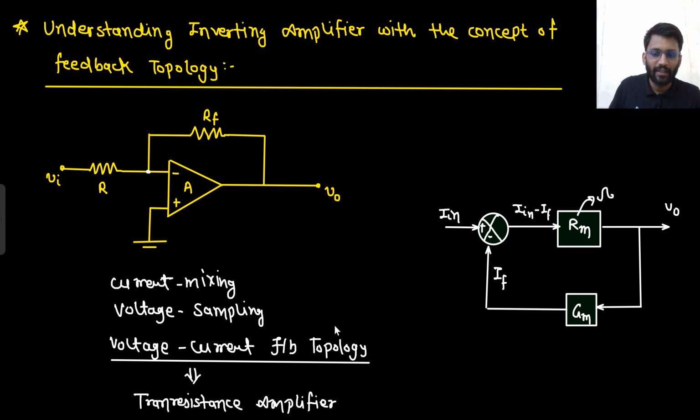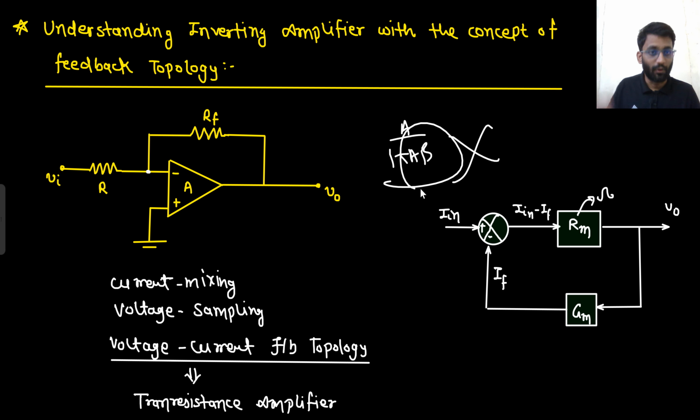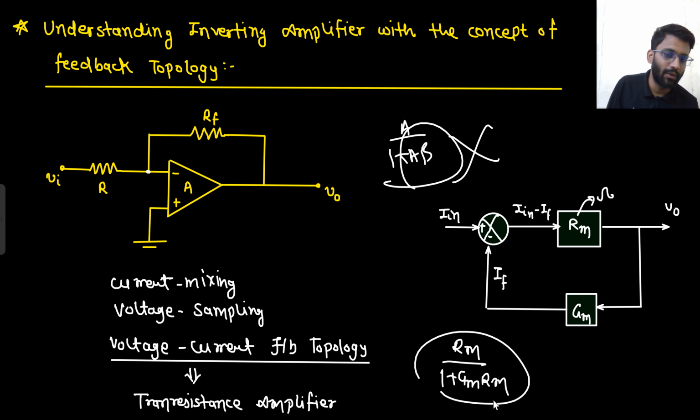So now you cannot write that, sir, what will be your voltage gain? Voltage gain will be A upon 1 plus A beta. Now, your voltage gain will be Rm upon 1 plus Gm Rm. This will be your voltage gain. But now you don't know the value of Rm and Gm. In the previous case, you knew the value of A and beta. That was directly seen. But here Rm and Gm are not directly seen. You have to calculate them.